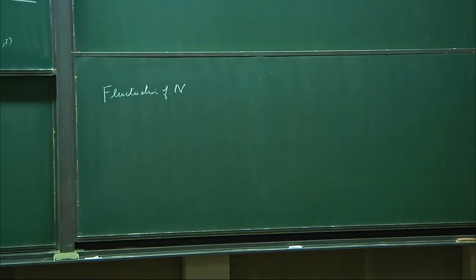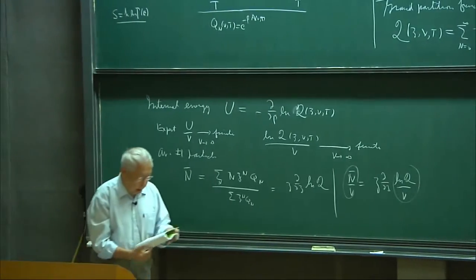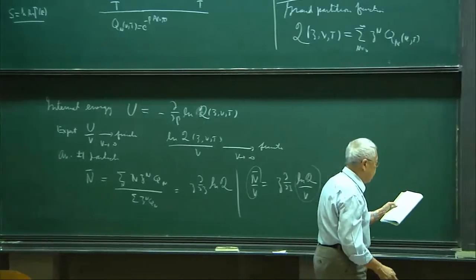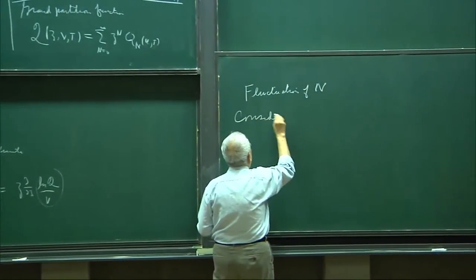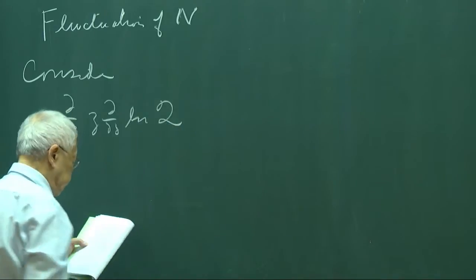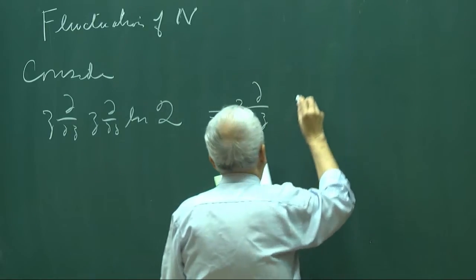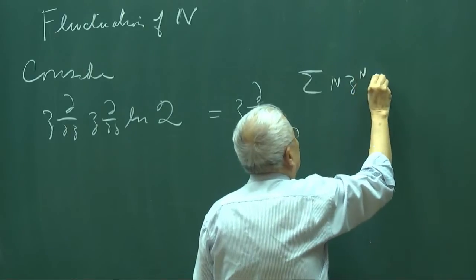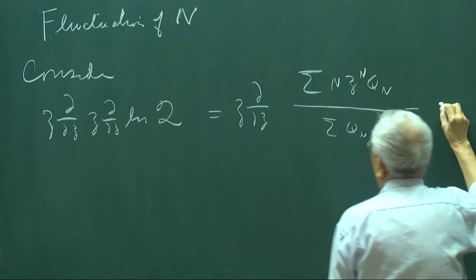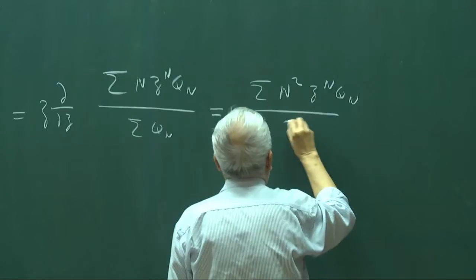Now, we computed the fluctuation of energy in the canonical ensemble, and the technique here is similar. We know that you take Z d by dZ and you get N, so we just do it twice. Consider Z d by dZ done twice on log Q. This is equal to Z d by dZ of something that is nothing but the summation of N, Z to the N, Qn, divided by the summation of Z to the N, Qn. So if you do this again, you just get the summation of N squared, Z to the N, Qn.